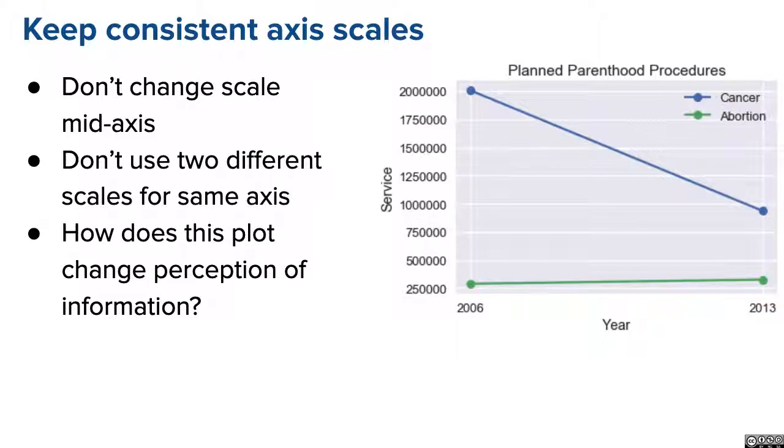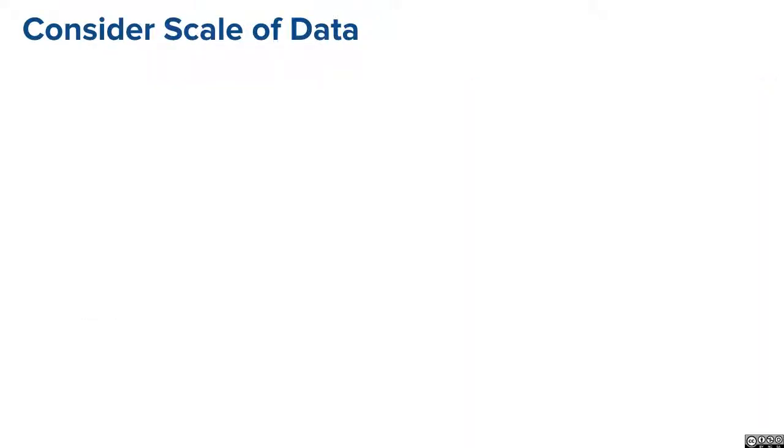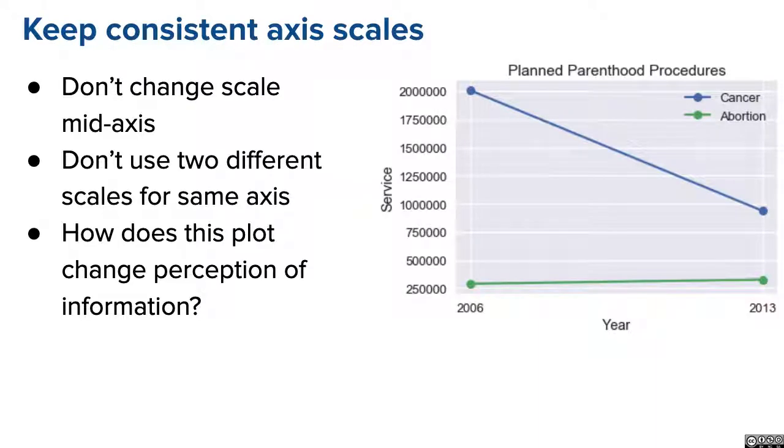And in this plot, we see that the change in perception is that it looks like cancer screenings have changed a lot while abortions have not changed much at all. You might also consider the scale of data. Because in this plot, the number of cancer screenings is just so large, even if the change in abortions was quite dramatic, we wouldn't be able to tell, because by plotting the two lines on the same y-axis, even if the number of abortions jumped by 2 or a factor of 3, it would be pretty hard to tell from this plot alone.